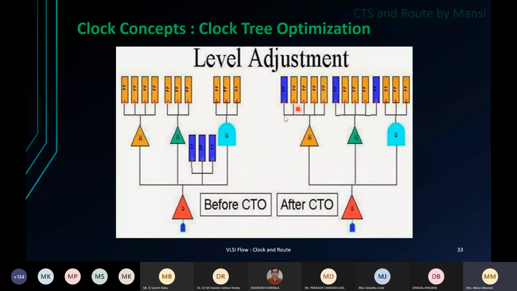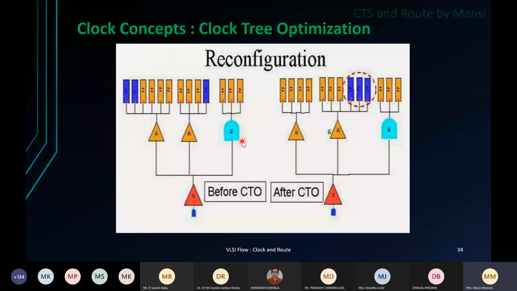Here you will see some kind of level adjustment. Earlier, these three flops, the blue colored ones, didn't have any buffer after this main buffer. After the clock tree optimization, it understood that this is not good. It's not properly able to drive. Let me add a buffer. So it divided them into different chunks where there were already buffers used.